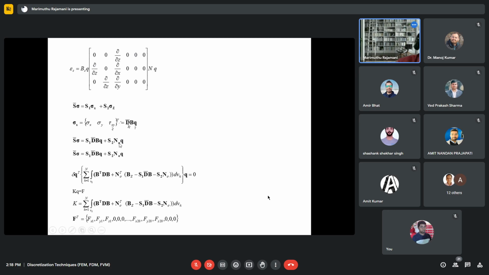This relation is already written. This is S2. So finally, S bar sigma is expressed in terms of the nodal displacement vector. Then this equation is substituted into the main equation, and thereby B transpose dB. This is the extra term that gets along with the stiffness matrix that provides the interlaminar stresses as degrees of freedom.